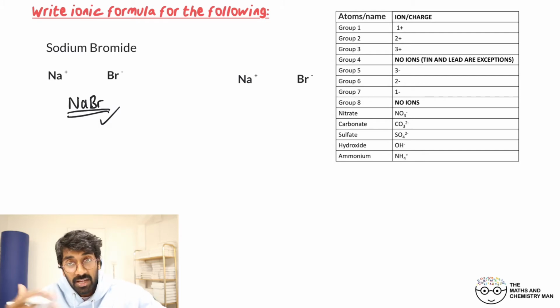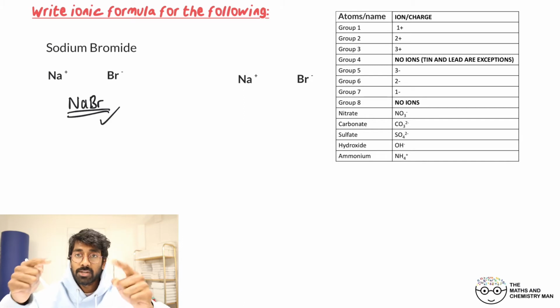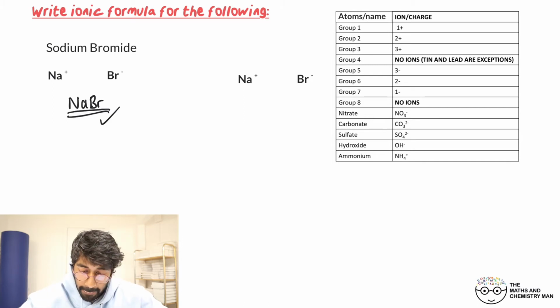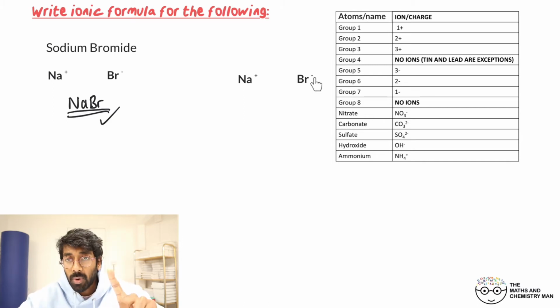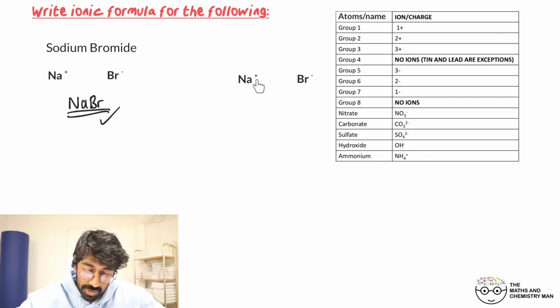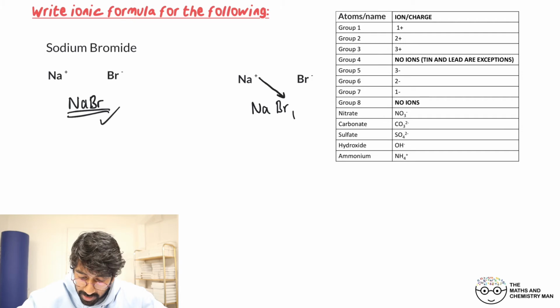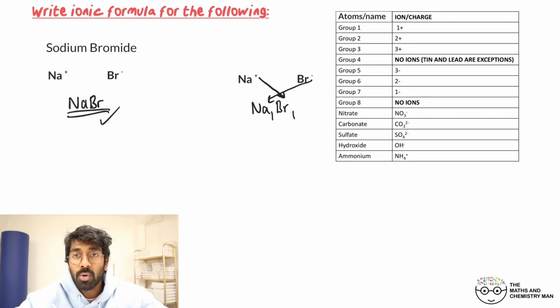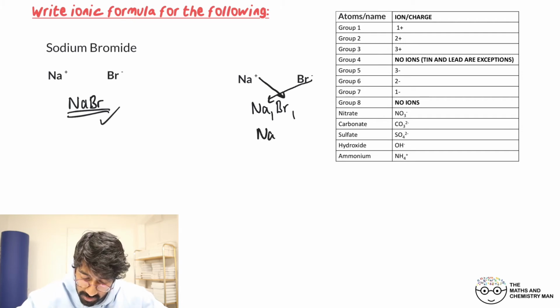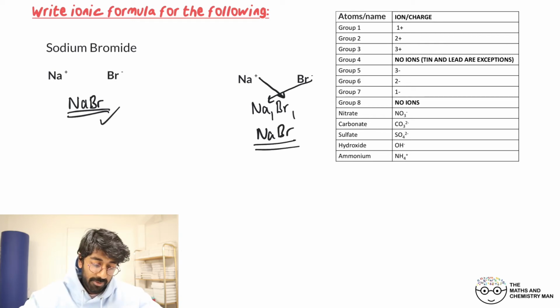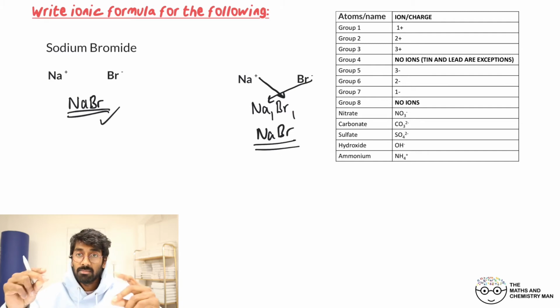Now, there's another little method that some people use, which is the crossing over method. Okay, so this one over here. Now, because this bromine has a 1- charge and this sodium has a 1+ charge, what they do is this. They write Na and Br, and then they cross these over. So they put a 1 down here, and they cross this one over here, and put a 1 down here. So all together, you've still got Na and Br, like that there. Personally, I prefer the first way, because it just makes sense. If this one makes sense to you though, go for it.